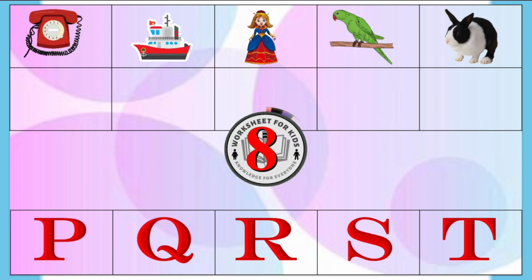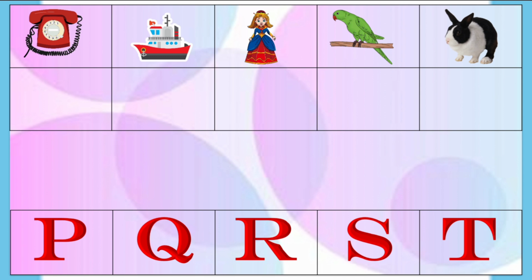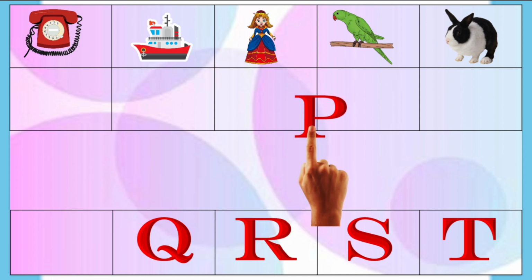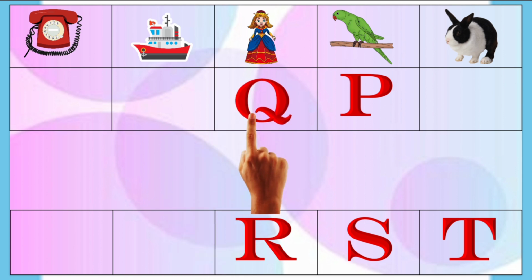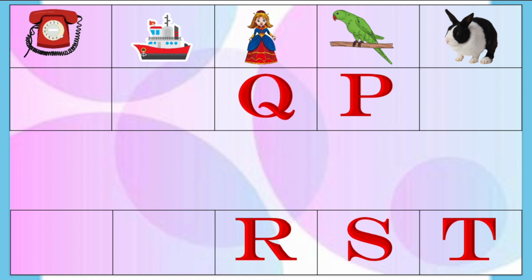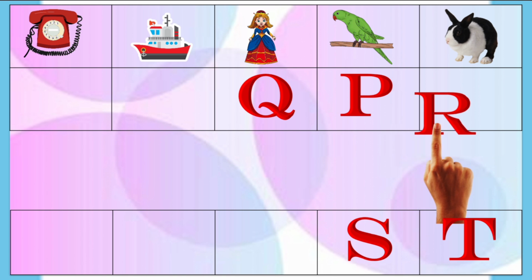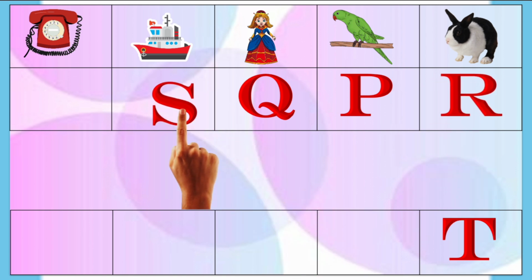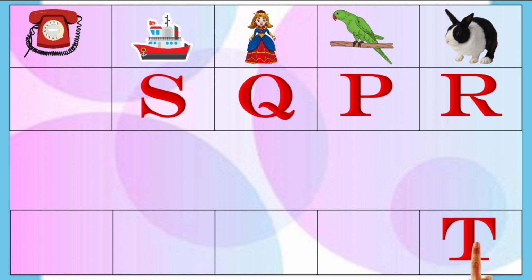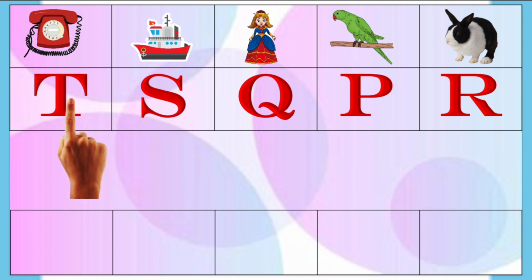10, 9, 8, 7, 6, 5, 4, 3, 2, 1, 0. P for parrot. Q for queen. R for rabbit. S for sheep. T for telephone.